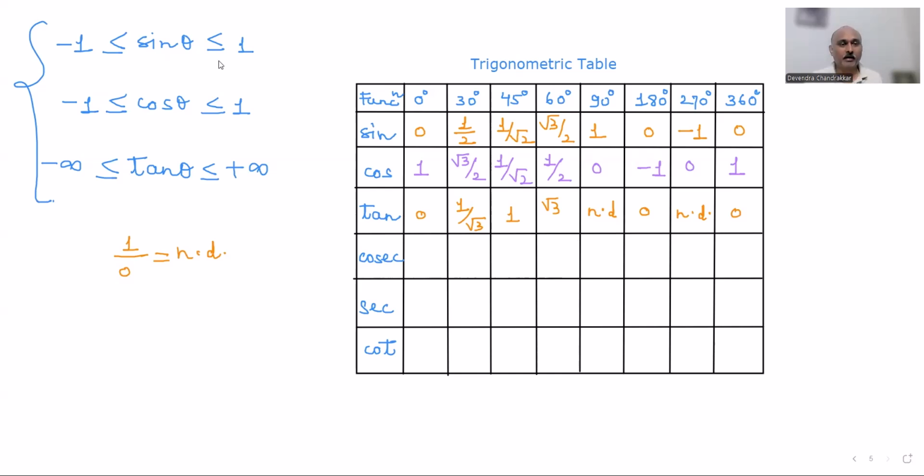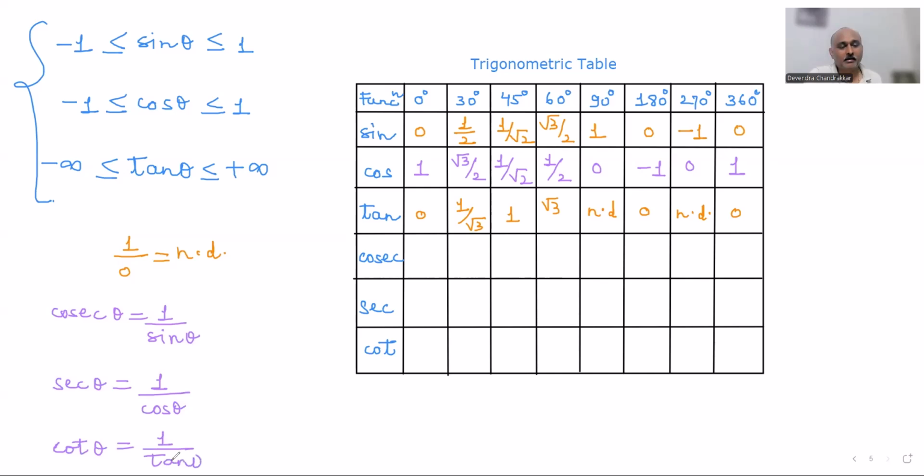I hope all of you are able to follow this till this point. Yes or no? Is the voice audible? Yes, sir. Okay, so cosec theta is 1 by sin theta, sec theta is 1 by cos theta, and cot theta is 1 by tan theta.